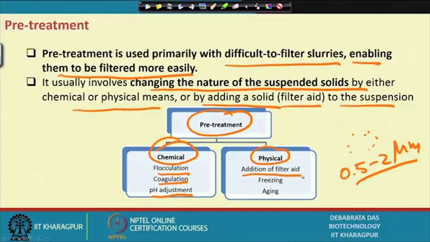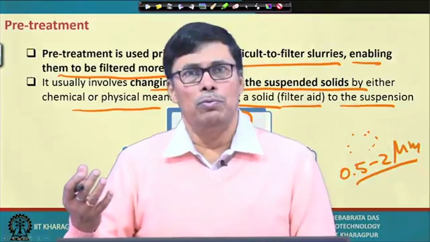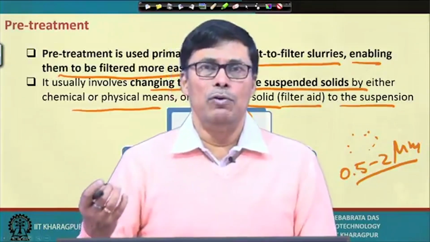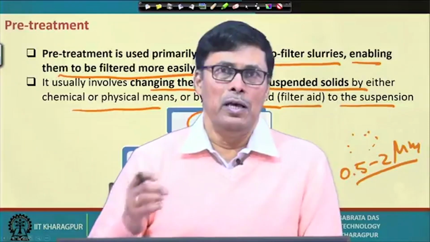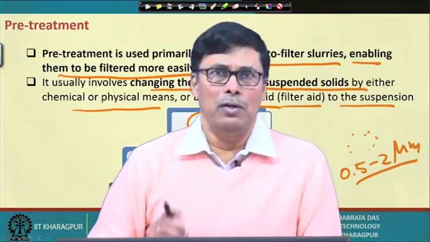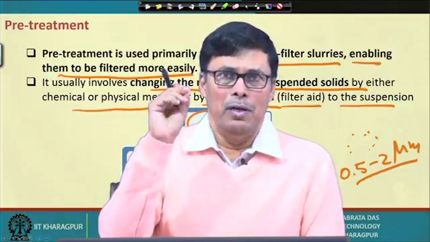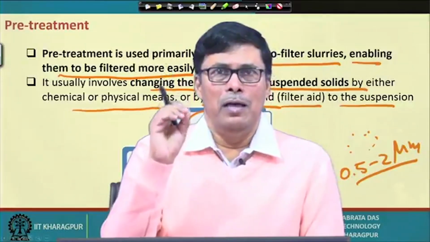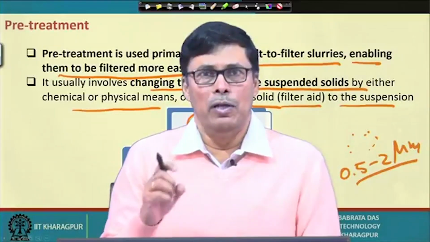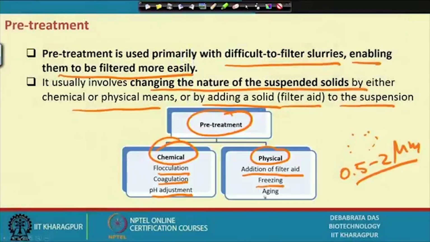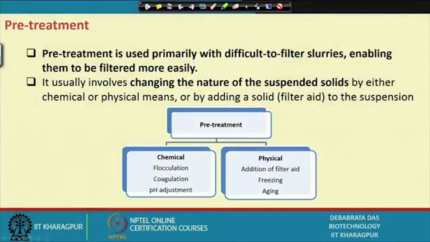A physical method, we have filter aid addition. I can give the example of Solka floc. Solka floc basically is a cellulosic material that is used in the chemical and biochemical industry for the separation of activated charcoal. Activated charcoal is made of fine particles, and if it is present in the product, it will look black, and that is not permissible. So Solka floc is used. Freezing and aging is another process that we use.